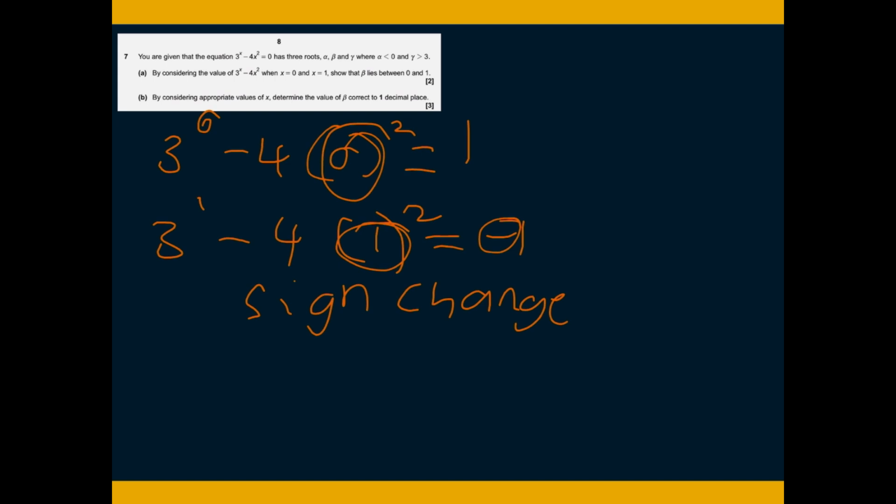Now, this suggests that at some point between x equals 0 and x equals 1, the graph intercepts the x-axis, and because alpha is less than 0 and gamma is greater than 3, the only root can be beta. By considering appropriate values of x, determine the value of beta correct to 1 decimal place.